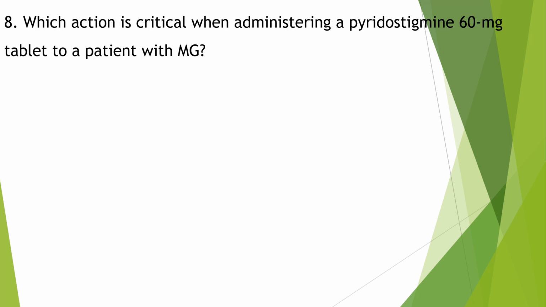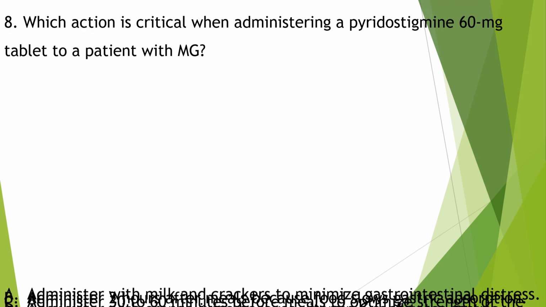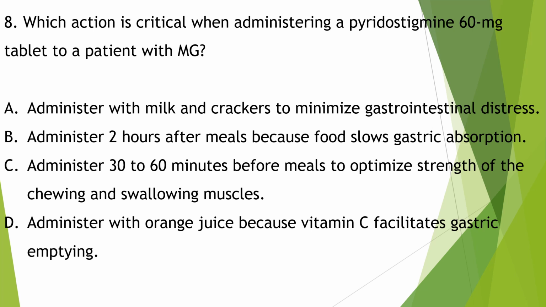Which action is critical when administering a pyridostigmine 60 mg tablet to a patient with myasthenia gravis? Administer with milk and crackers to minimize gastrointestinal distress. Administer 2 hours after meals because food slows gastric absorption. Administer 30 to 60 minutes before meals to optimize strength of chewing and swallowing muscles. Administer with orange juice because vitamin C facilitates gastric emptying.